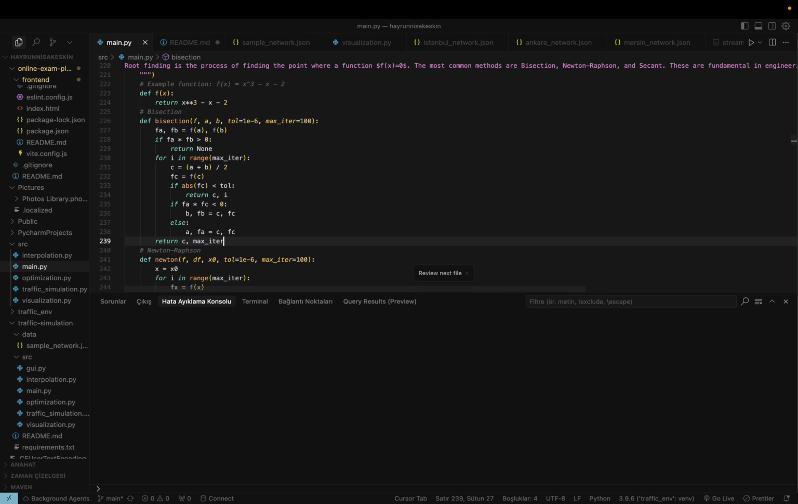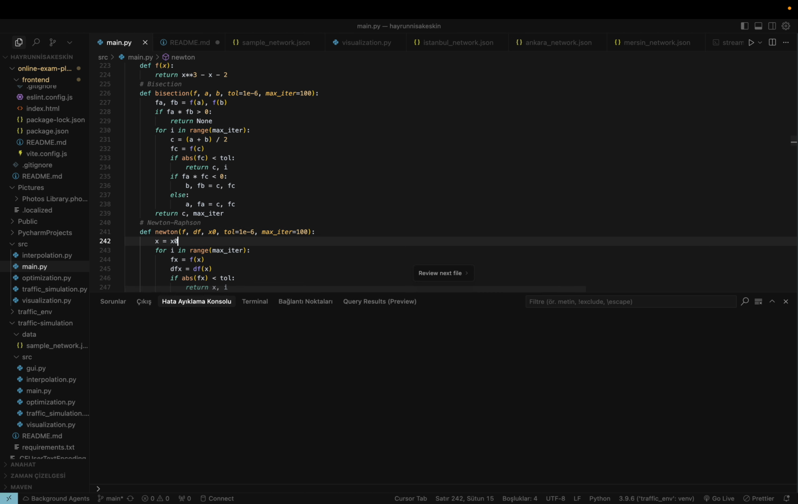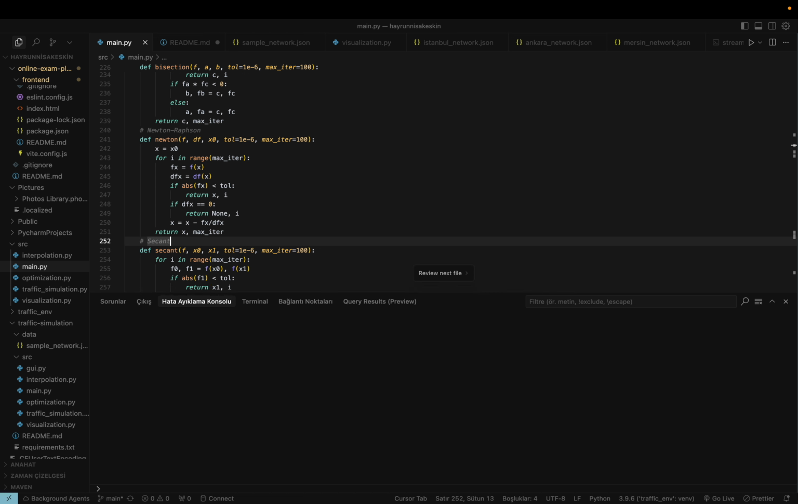And these formulas, and Newton-Raphson: def newton, f, df, x0, tol equal 1e-6, max iteration again 100. x equal x0, for i in range max iteration. And these formulas and secant: f, x0, x1, tol equal 1e-6, max iteration equal 100. For i in range max iteration, f0 and f1, f equal f(x0) and f(x1).